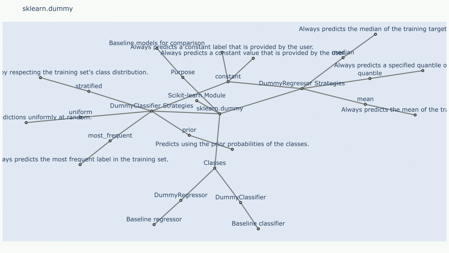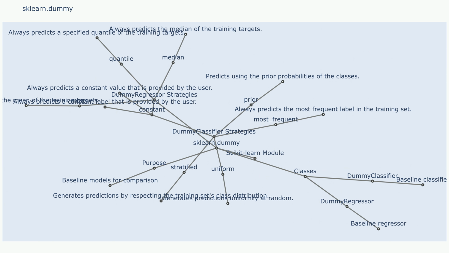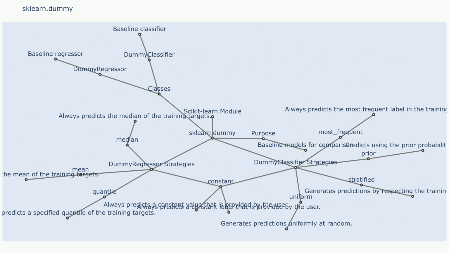Predict on the test set. y_pred = dummy_clf.predict(X_test). Calculate accuracy. accuracy_score(y_test, y_pred). Print dummy classifier accuracy. This code demonstrates creating a dummy classifier that uses the most frequent strategy, fitting it to the training data, and evaluating its performance on the test set using accuracy.